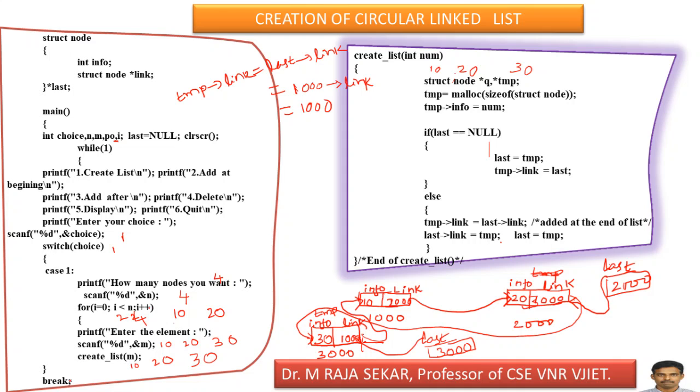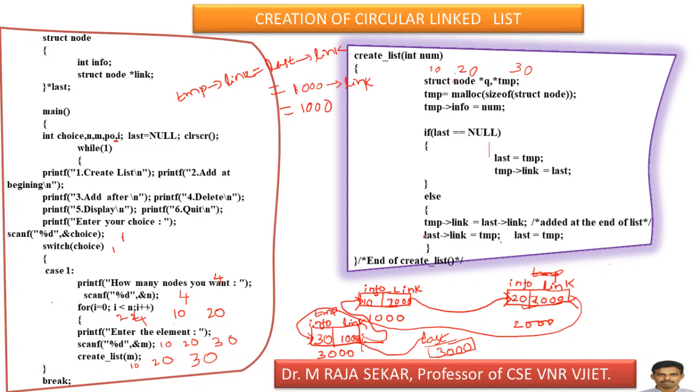Now I must erase that one. Let me do it. This will not be there. This will not be there. This is the first node, second node, third node, isn't it? Now where will you go? Now what happens? Just see.